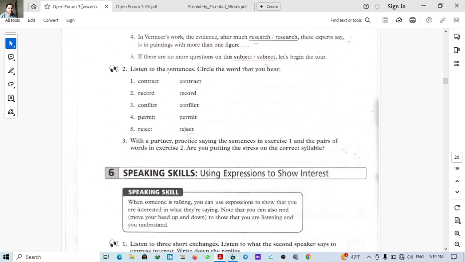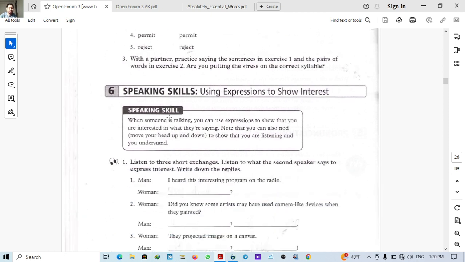Again here, number 2, listen to the sentence. Circle the word that you hear. Again, you're listening to the sentences and then you are circling whether this is contract or contract. We can say I am on contract, but you can say I am contracting with my friend. Again here you can say, okay, I'm working in a record company, but here you can say I am recording a film. So you have to listen to the audio and think which one the speaker is pronouncing, depending upon the way the native speaker is pronouncing it.